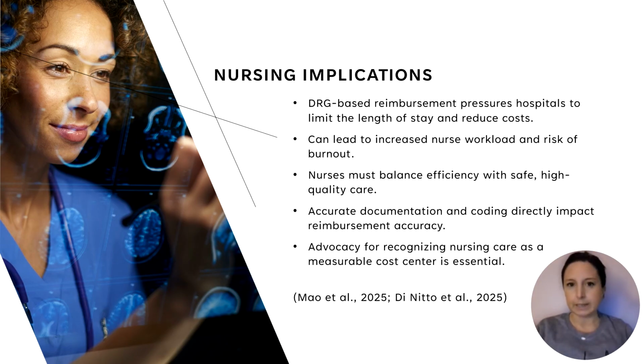So what are the nursing implications? Well, we talked about this a little bit already, but for nurses, DRGs have both financial and clinical implications. Hospitals may push for faster discharges and tighter staffing to stay within reimbursement limits. This can increase nurse workload and affect patient outcomes. It's essential for nurses to document thoroughly since coding accuracy affects reimbursement and quality reporting. Beyond that, nurses should advocate for models that recognize the measurable economic value of nursing care.